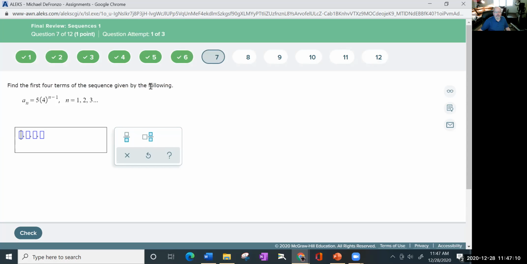Find the first 4 terms given by this sequence. Well, the first term is the 5, and then it's going to be times 4 each time. That's what that means when you see this written this way. 5 is the beginning, 4 is the multiplier. So we're just going to keep timesing by 4.